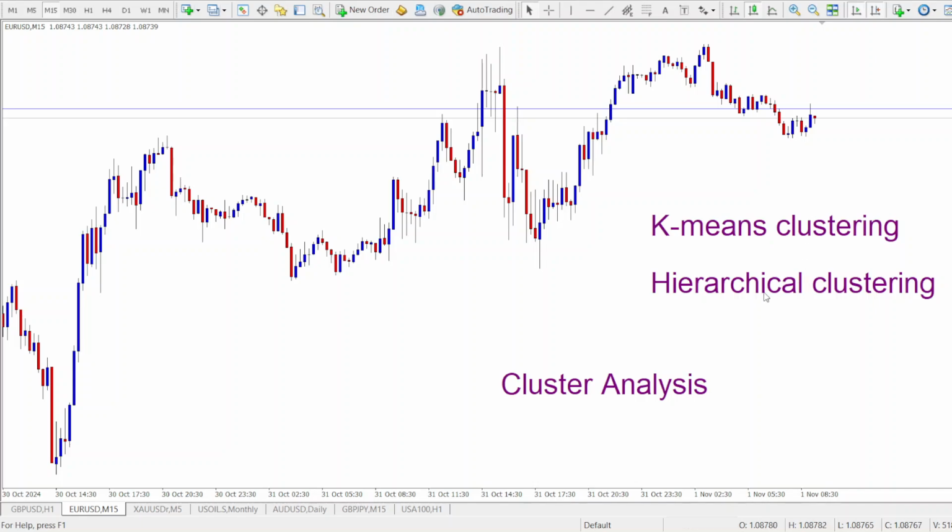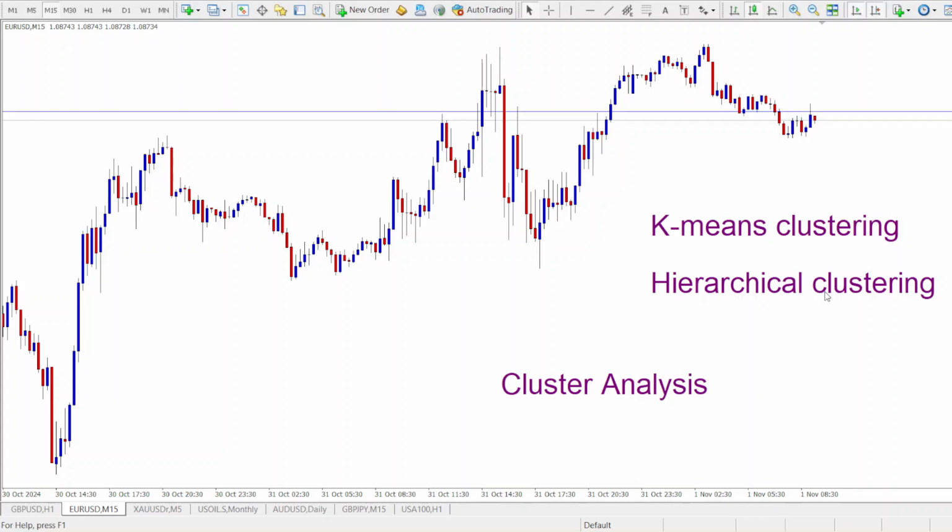On the other hand, hierarchical clustering, unlike k-means, doesn't need a preset number of clusters. Instead, it builds a hierarchy or tree of clusters. This is ideal for traders who want to analyze broader patterns and then drill down into smaller, more specific groups. It's great for long-term trend analysis as it allows you to see the relationships between different market states over time.